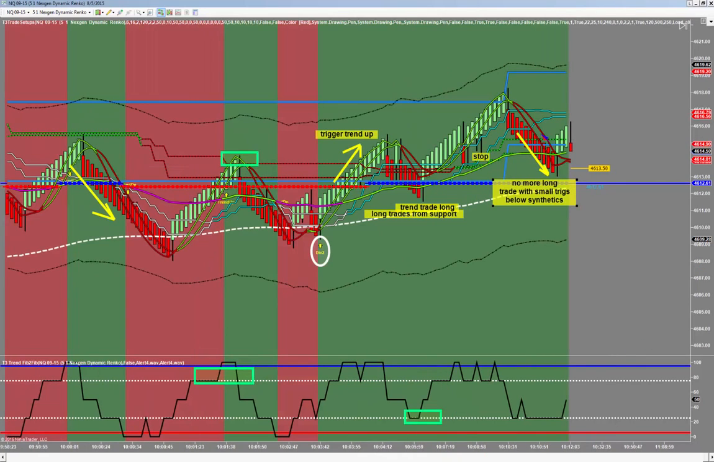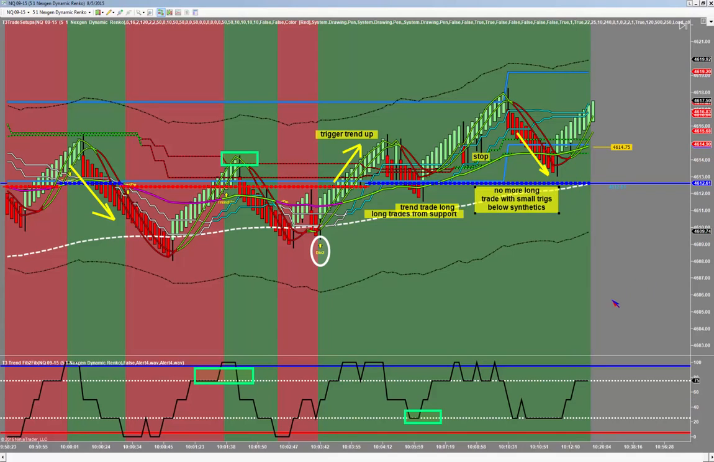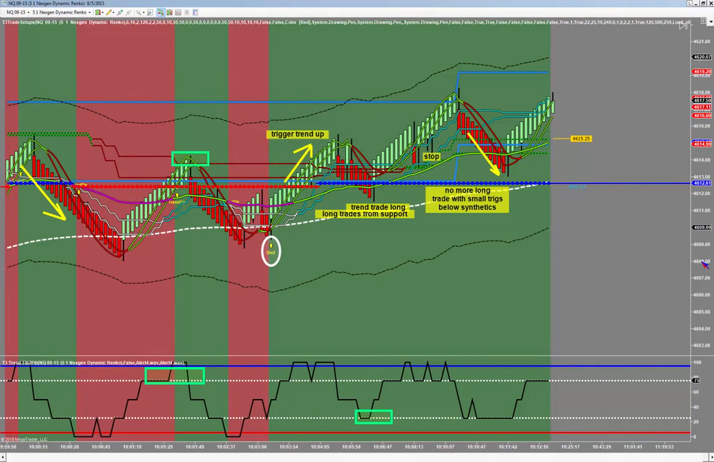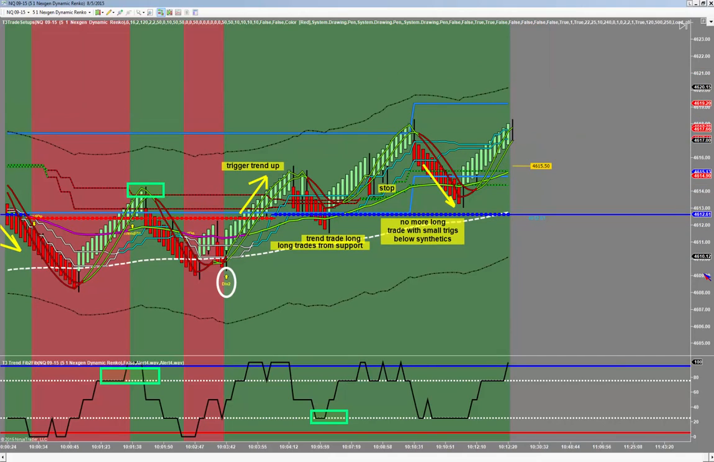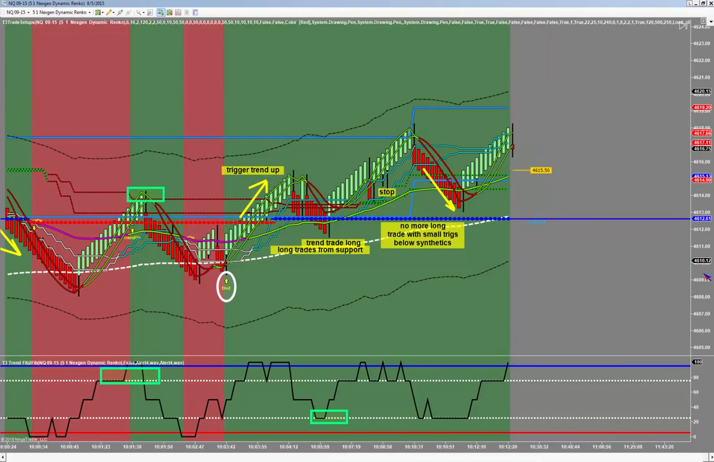Does everybody see what I'm talking about? Small triggers breaking below the synthetic triggers, no more long trades, even though it may go up, right? The area still says up, but we don't have the conservativeness of the triggers being on the correct side. So we skipped that last one.